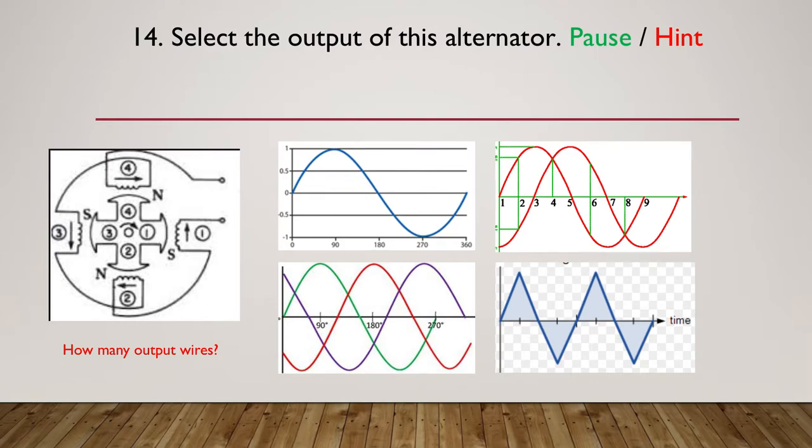So how many output wires are there on our alternator is a strong indicator to which sine wave may be being generated here. There's another hint. So I've got a rotating magnetic field. We've got 4 coils but only 2 wires.